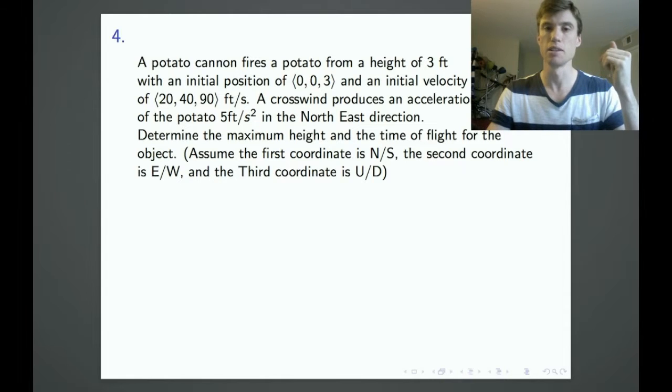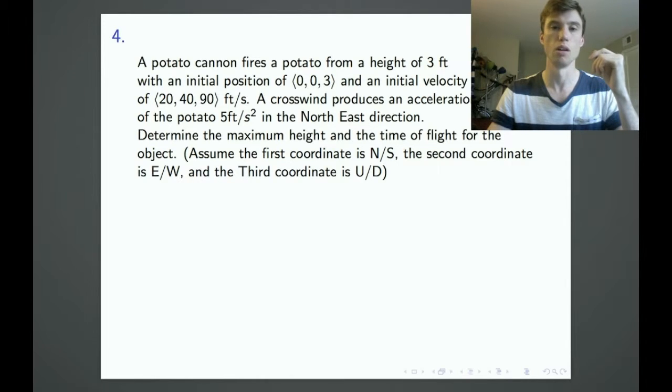Implicit to this problem is that we have an additional acceleration vector due to gravity in the downward direction of 32 feet per second squared. We are asked to determine the maximum height of the potato and the time of flight. We will assume that north-south is in the first coordinate, east-west the second coordinate, and the third coordinate up-down, with the first of these being the positive direction.